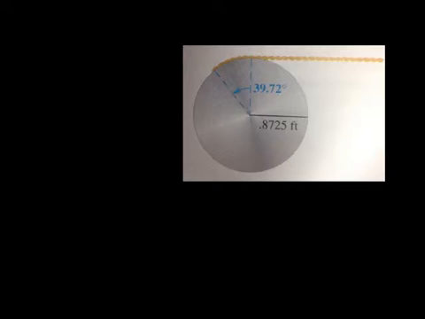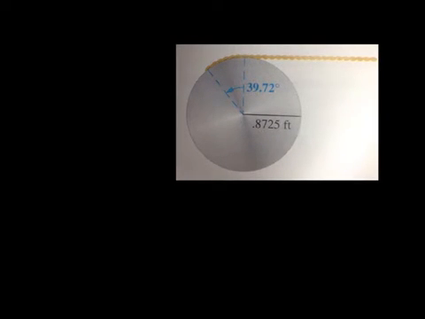So let's look and see what we've got. We've got a rope that's being wrapped around this drum. Okay, so it's being wrapped around this drum here. All right, what do we know? How much rope will be wound around the drum if the drum is rotated through an angle of 39.72 degrees?